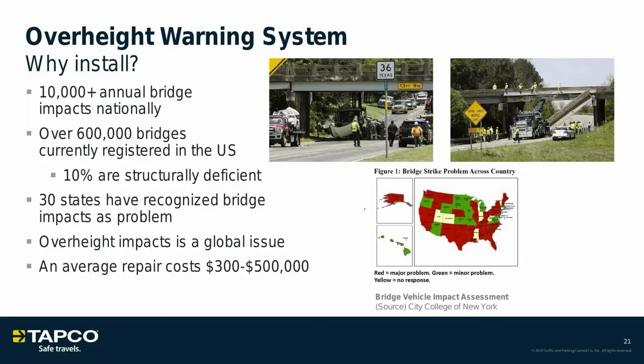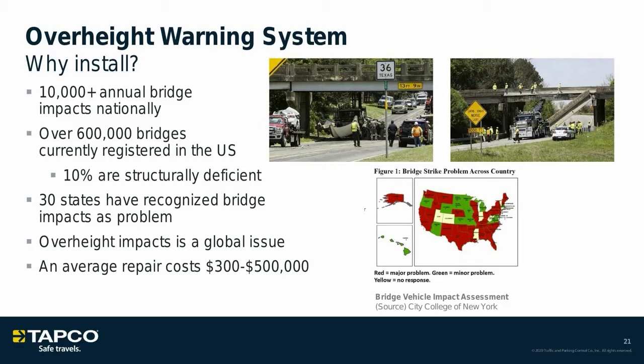So again, why install an overheight system? Well, we've got 10,000 plus annual bridge impacts nationally. Where that sits in the Southeast, number-wise, I do not know, but again, I know it's a high number. There are over 600,000 bridges currently registered with the United States, and 10% of those are structurally deficient.